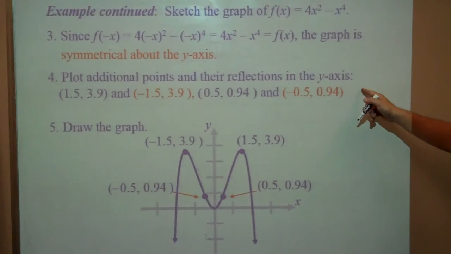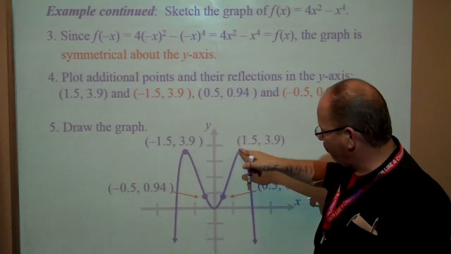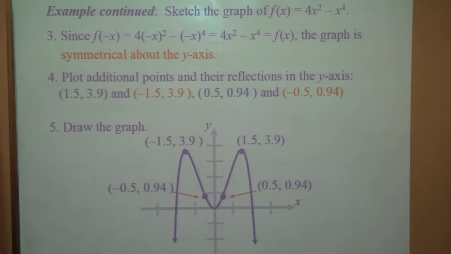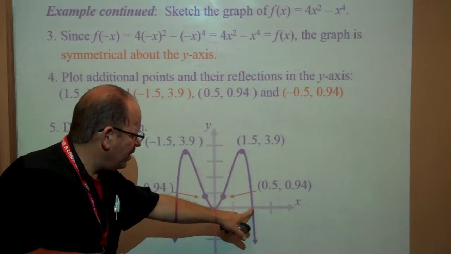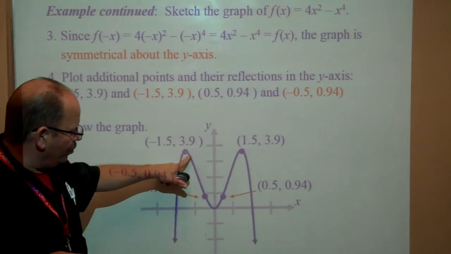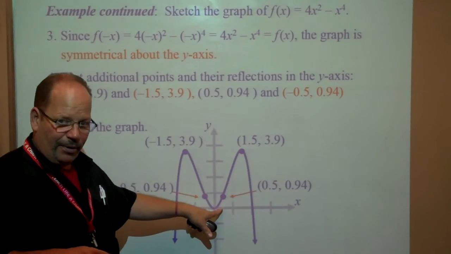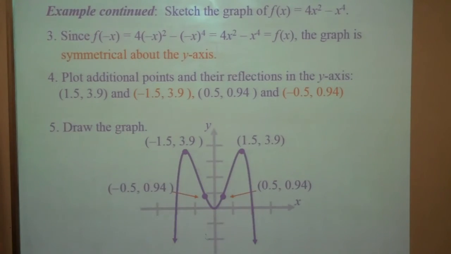Okay, plot additional points. If you wanted to, you could plug in 1 and see where that brought you, and you could plot some additional points and get a much more accurate graph. They've put in 1.5, negative 1.5. I'm not asking you to do that. In fact, if you can get that far, these are both called local maximums. This is a local maximum, it's local to this part of the graph. This one is local to that part of the graph. This is a local minimum, local to that part of the graph. So this graph has 2 maximums and a minimum value.